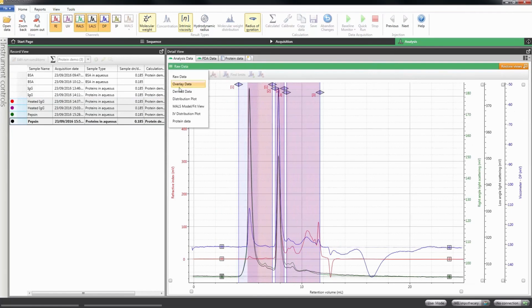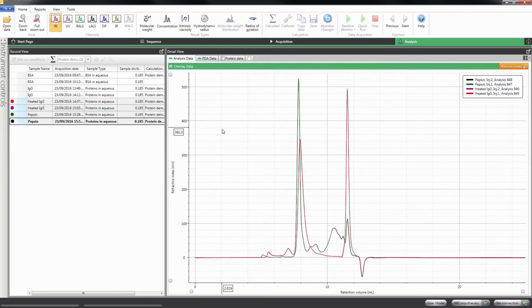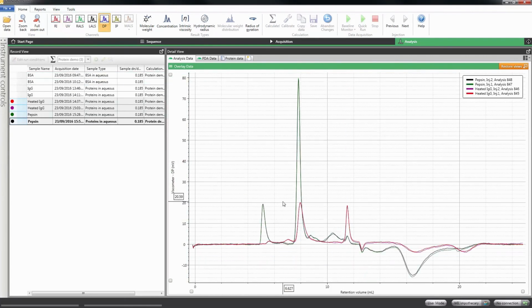If I go to the overlay view, so this is RRI. If I look at the viscometer signal, then you can see the viscometer signal for the aggregates in the pepsin, and indeed the monomer, is far, far higher than the IgG, and that's because these proteins have different structures to each other.